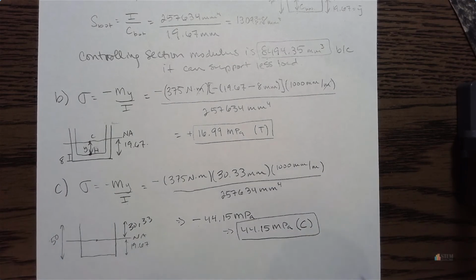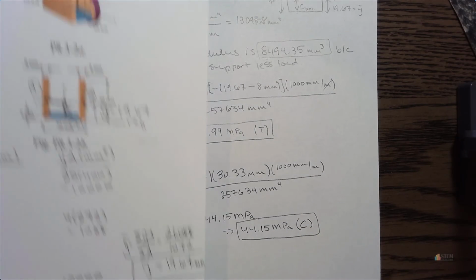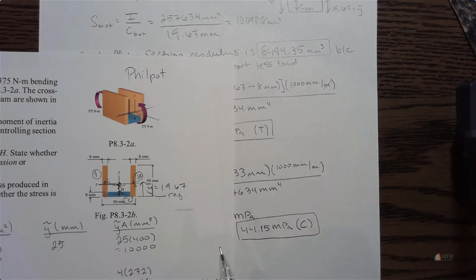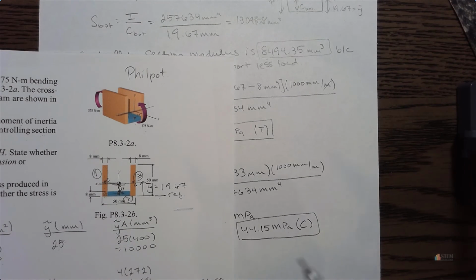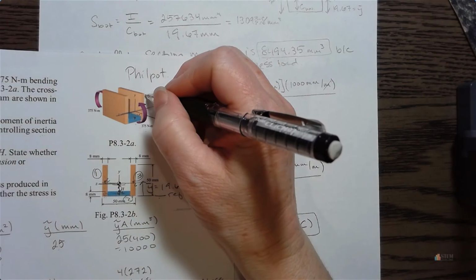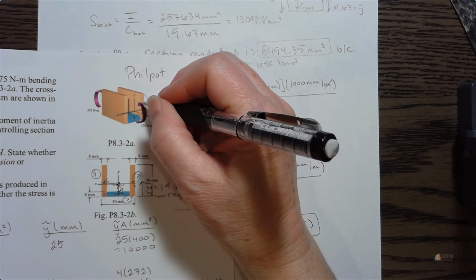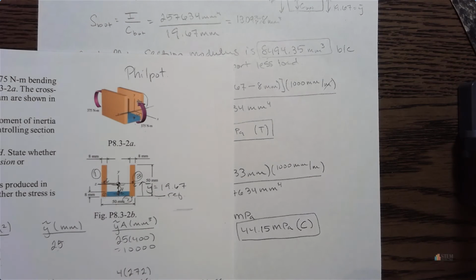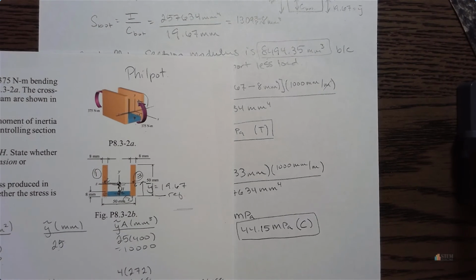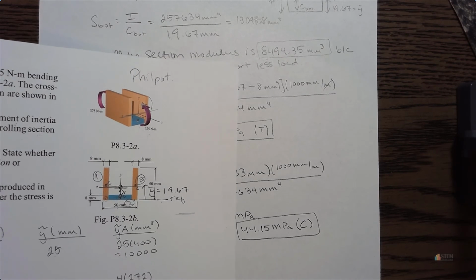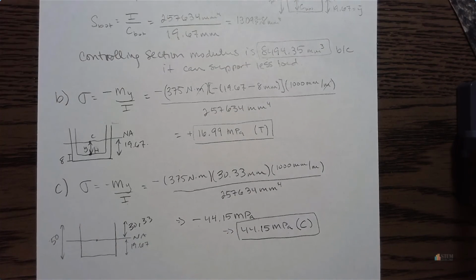And then if you look at the actual picture of what's going on, you can see that it would be in compression because we're looking at this top section here. Notice the moment is going to be pushing into that top section. So that's going to be compression. All right, so we got compressive stress there. All right, and that's how you go about that.